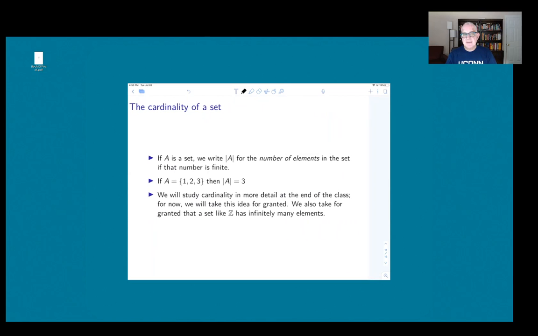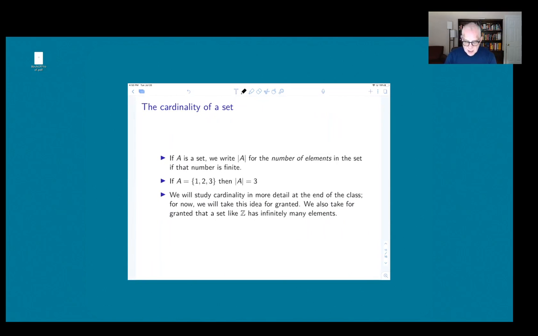A basic operation you can ask about a set is: how many elements does it contain? We're going to talk a lot more about this at the very end of the course. But for now, we're going to rely on the naive notion of what this means. So a set like {1, 2, 3} has 3 elements. A set like the integers is infinite. It doesn't have a finite size. So for now, you can divide sets up into infinite sets and finite sets. And finite sets have a number of elements in them. And we use this absolute value sign to indicate the size of the set, the number of elements.